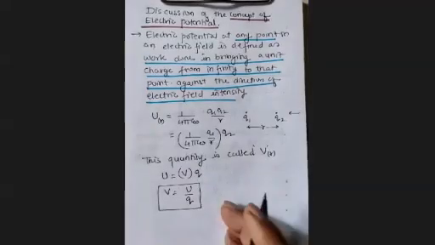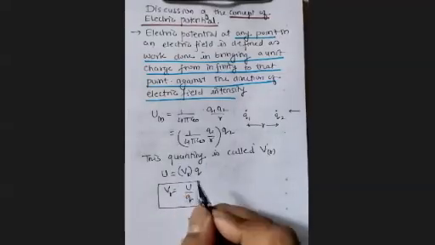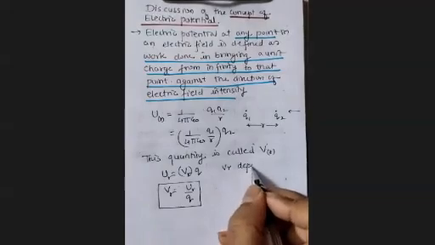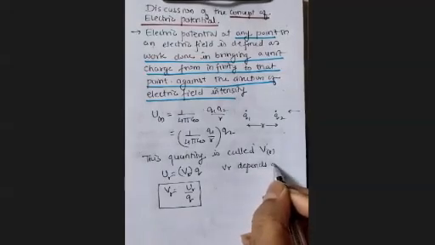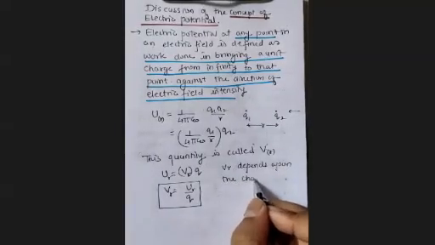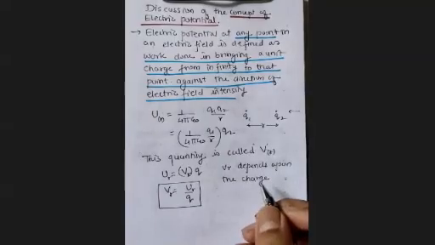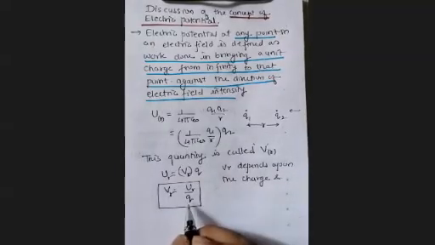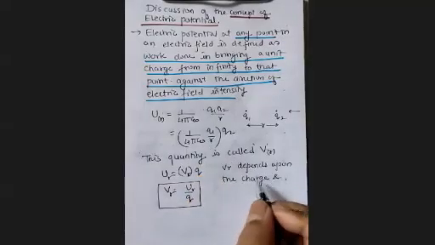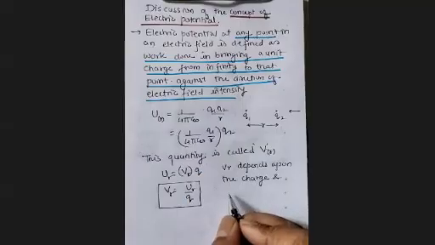So here you can see that V(r) depends upon the charge which is located, and also depends upon the R value. So it depends upon the charge and the distance R.